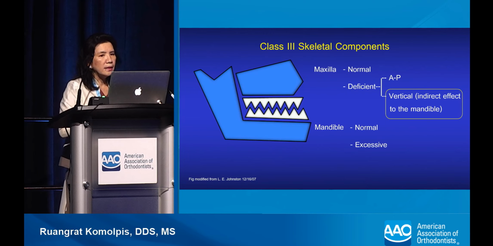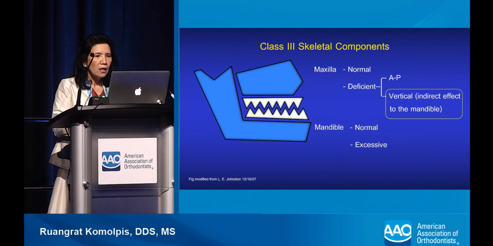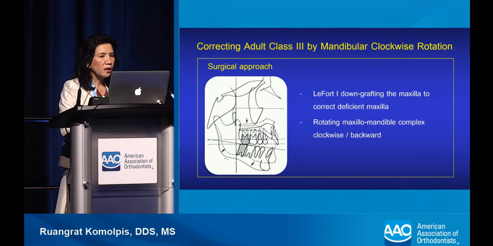Class 3 skeletal components can be any combination of these components. The maxilla can be deficient in the vertical, and this has an indirect effect on the mandible, which might not be as large in size, but is positioned more forward. So to correct this surgically, they do a Le Fort 1 downgraft of the maxilla to correct the deficient maxilla, and this will rotate the maxillomandibular complex clockwise or backward.